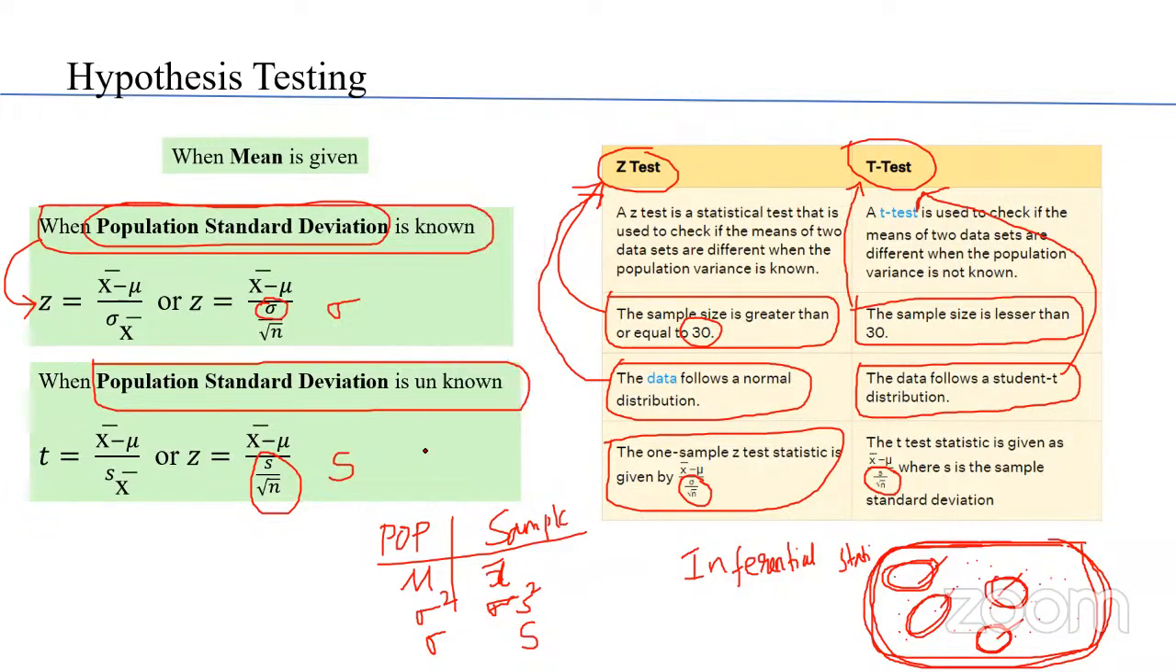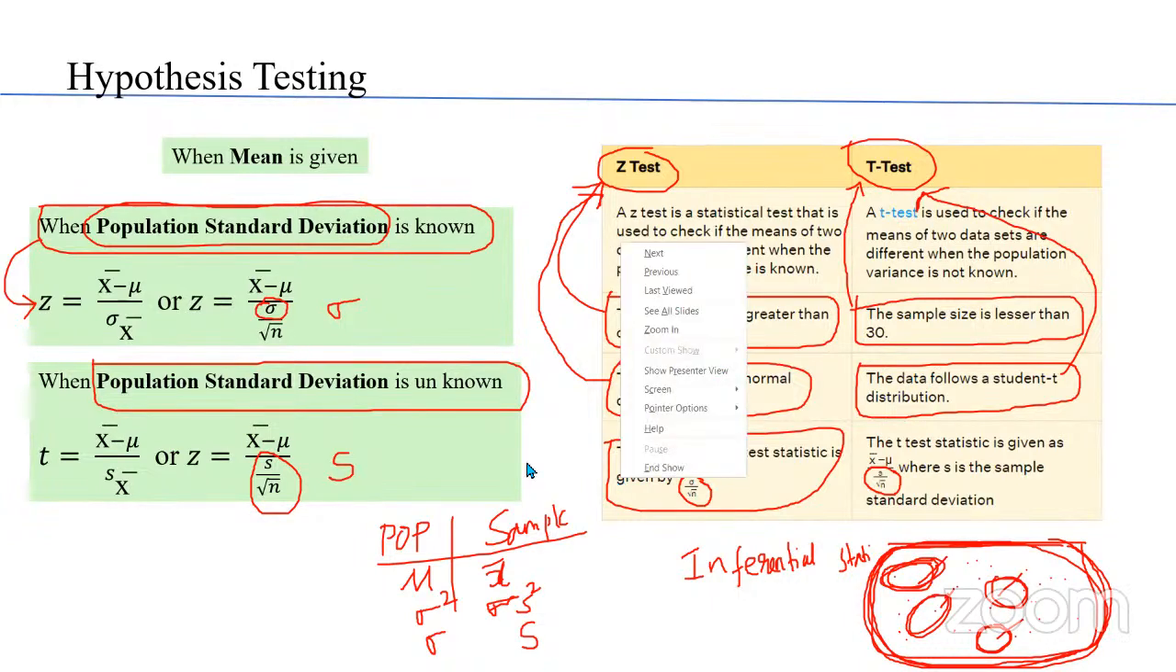Okay, the primary differentiating factors are the number of samples. Apart from that, if we are given the total population variance or standard deviation, then we prefer the z-test. If the population standard deviation is not given, only the sample standard deviation is given, then we prefer the t-test. Okay, is that fine?